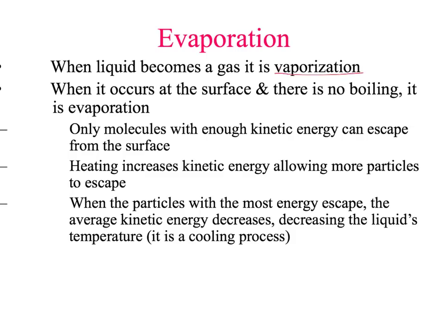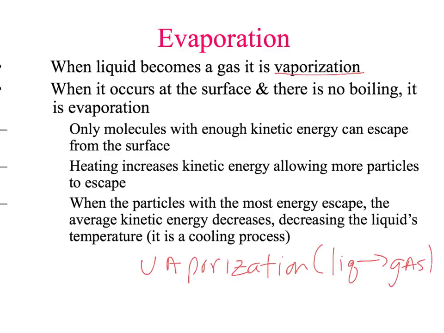We need to talk about this word vaporization. There's two kinds of vaporization. Vaporization simply means that a liquid is going into the gaseous state, and there's two kinds of vaporization. One kind is evaporation, and the other kind is boiling. As we're going to see, boiling has to do with the pressure, being at the right pressure of a system. Evaporation happens at the surface, boiling happens throughout the entire liquid.